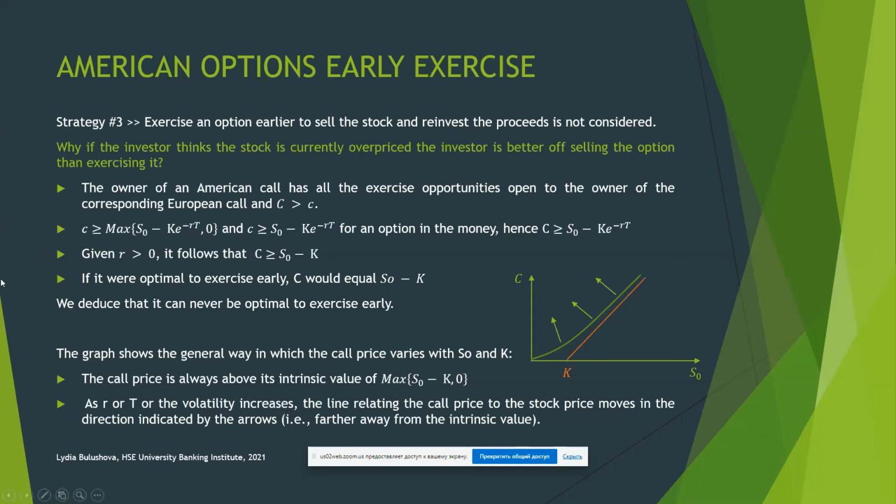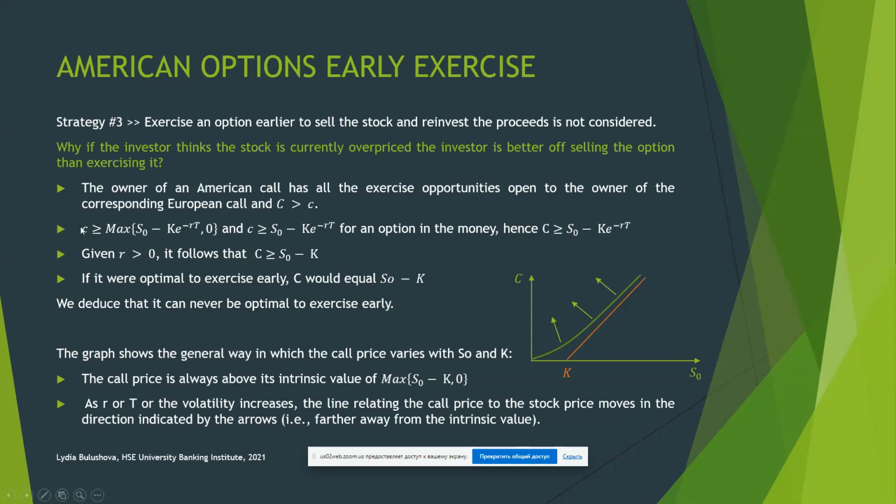So look, the owner of an American call has all the exercise opportunities open to the owner of a corresponding European call, right? So a European call owner has a fixed date, while an American call owner has a range of dates, like any dates.